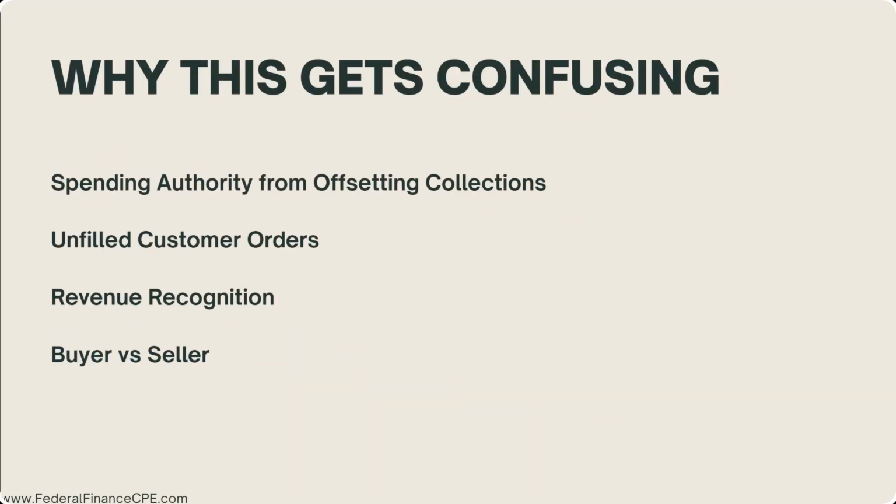And why does this get so confusing? Well, you're dealing with a couple of topics when you're dealing with reimbursable agreements. For one, you have spending authority from offsetting collections. While common across the federal agency, not as straightforward as normal appropriation. Next, you have unfilled customer orders, which is a budgetary accounting account and concept that you record when you take orders as a provider.